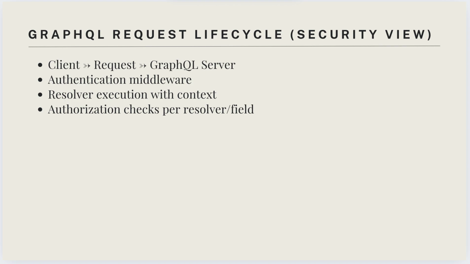Incoming requests pass through authentication middleware. If valid, user info such as roles or ID is attached to the request context. Resolvers access this context to decide if access should be allowed. This model lets you enforce security per field or resolver dynamically.